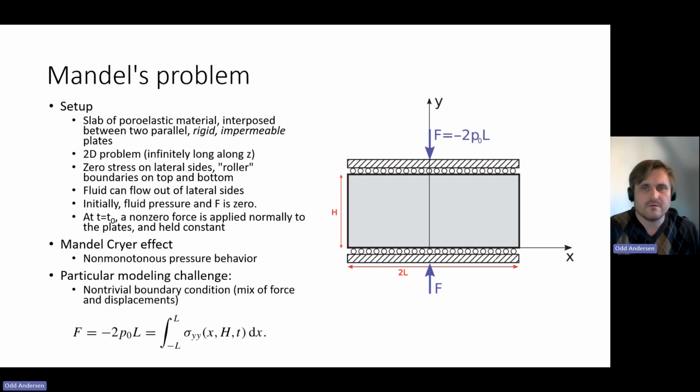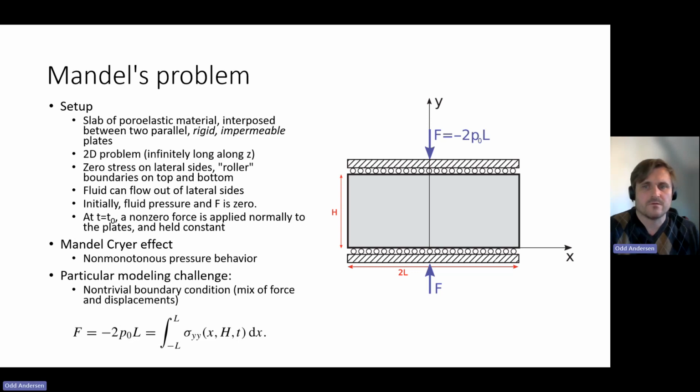At T equals T0, a force F is applied normally to the plates and held constant. This will cause the material to gradually compress. The induced pressure causes fluid to gradually evacuate from the sides. And the Mandel-Cryer effect is the fact that fluid pressure at the center line here initially increases before starting to decrease.